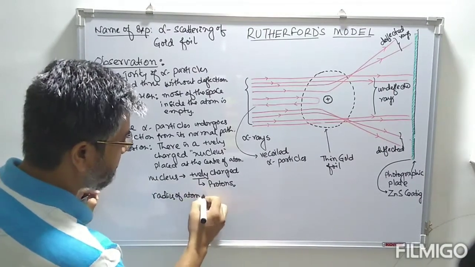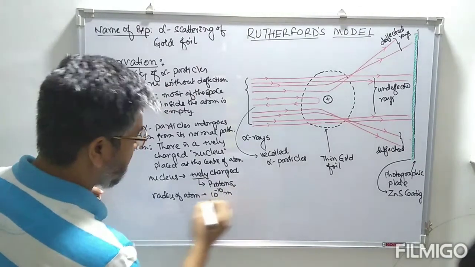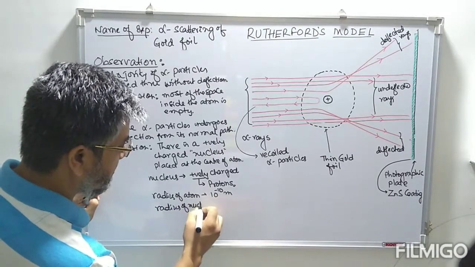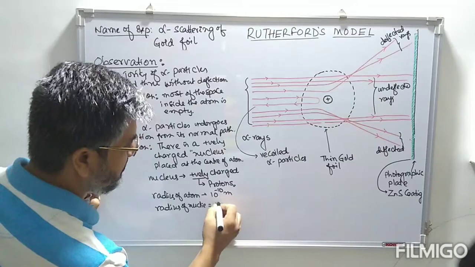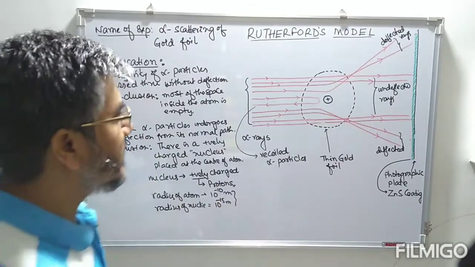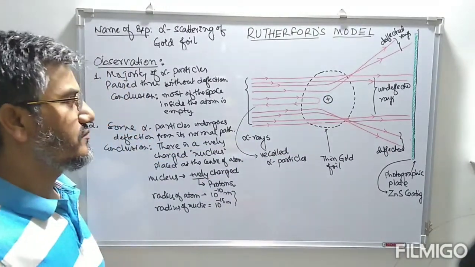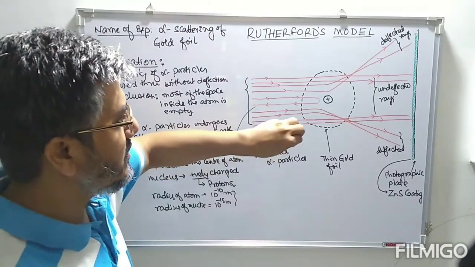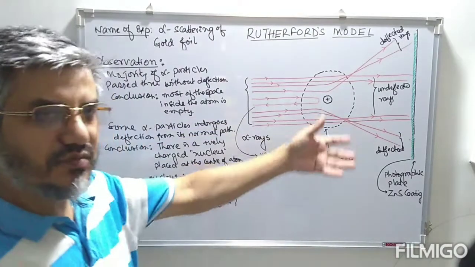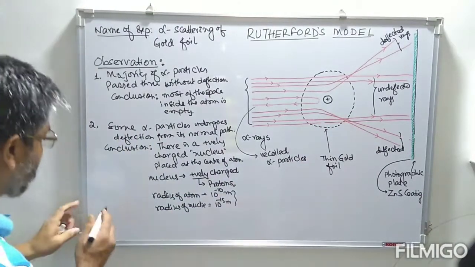The volume occupied by the nucleus inside the atom is extremely small. If the radius of the atom is 10 to the power minus 10 meter, then the radius of the nucleus is 10 to the power minus 15 meter. That means the volume occupied by the nucleus inside the atom is extremely small, and this extremely small nucleus is placed exactly at the center. The nucleus contains protons, because of which it is positively charged.